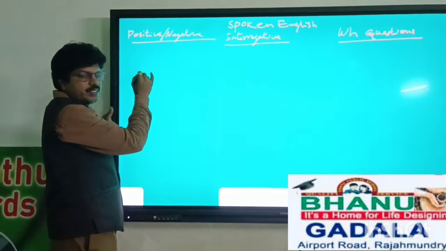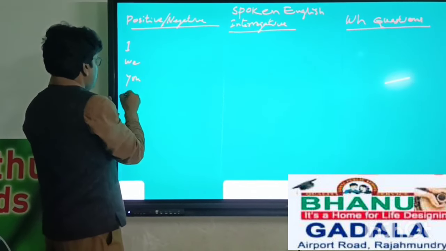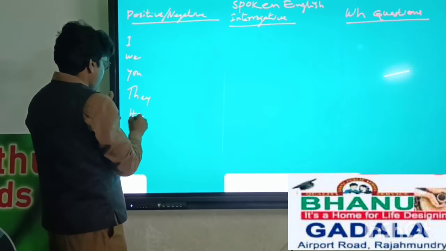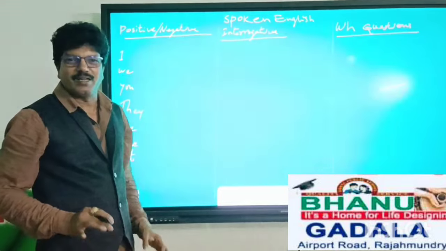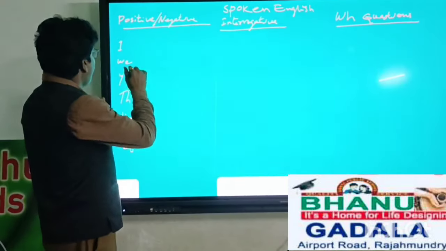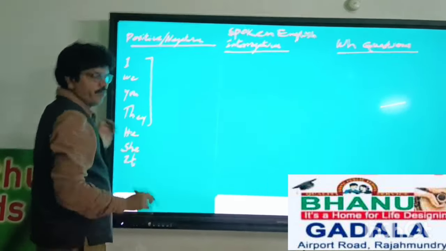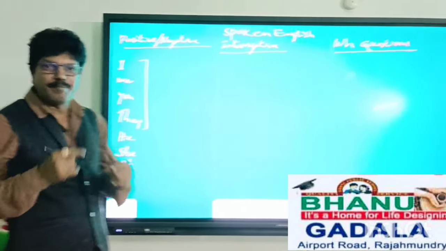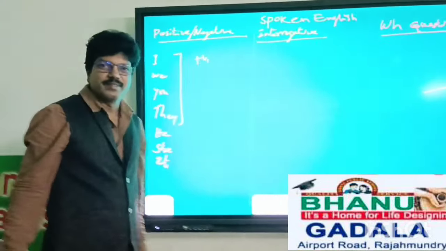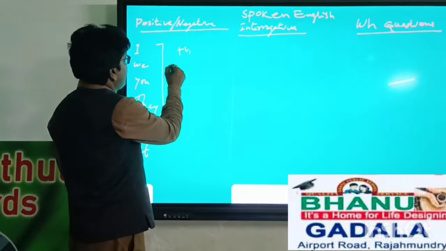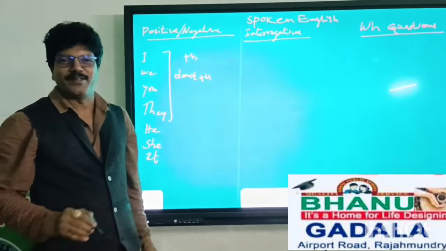We have 7 subjective pronouns. Those are I, we, you, they, he, she, it. With I, we, you, they in positive sentences, we use subject plus V1. In negative sentences in the present tense, we use don't plus V1.